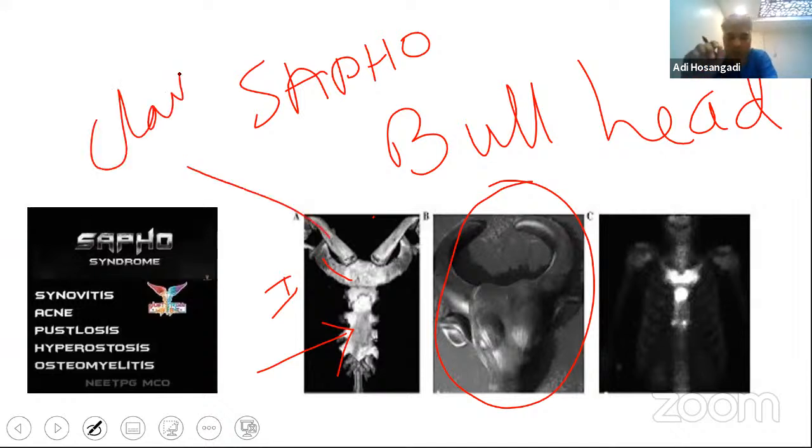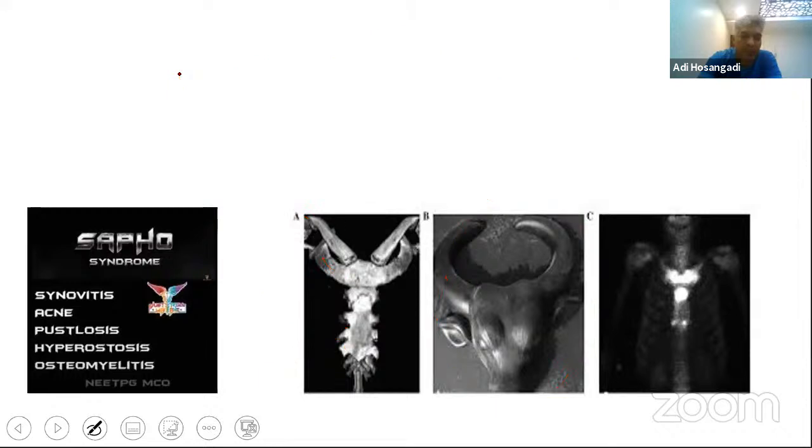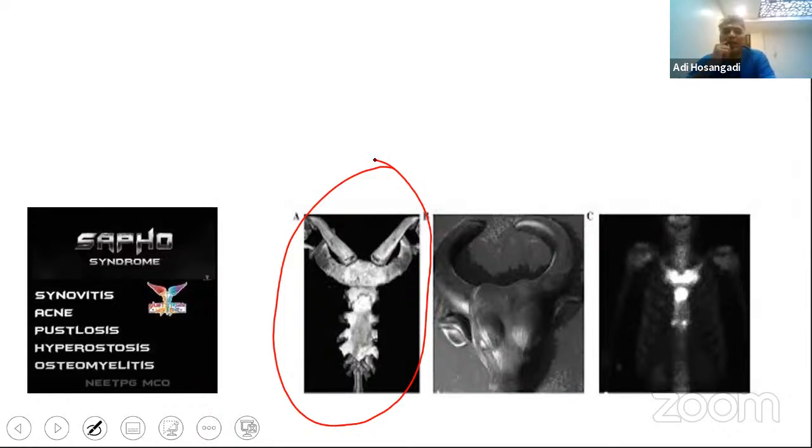Excessive hyperostosis, excessive bone formation. Look at this part of the chest cage. Looks like a bull head, isn't it? Bullhead sign is seen in SAPHO syndrome. It is just a question of repetition and trying to memorize and remembering this. Okay, that is because of hyperostosis.